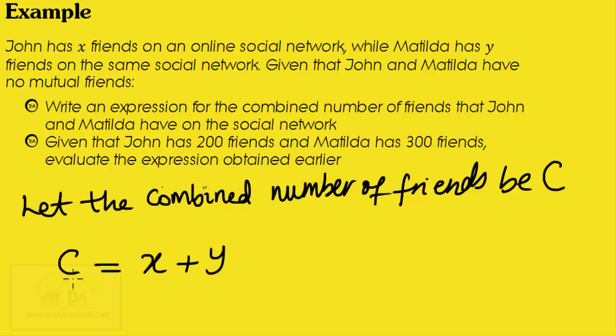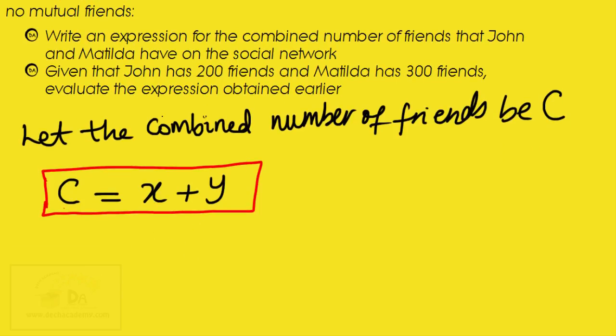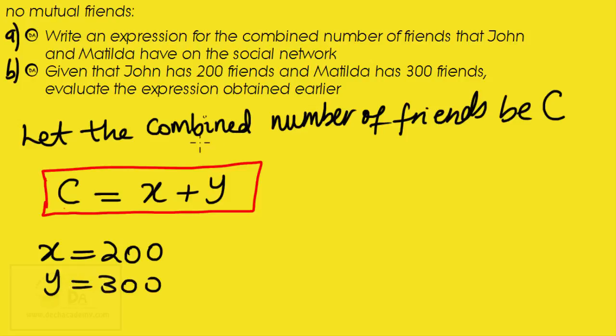This is an expression. Here we have an expression for the total number of friends that John and Matilda have on the social network, where C is the combined number of friends, X is the number of John's friends, and Y is the number of Matilda's friends. Now the next question, so call this B, call this A, says, given that John has 200 friends, so X is 200 because X represents the number of John's friends, and Matilda has 300 friends, Y is 300. Evaluate the expression obtained earlier.